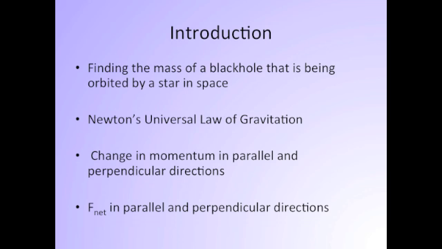After the code was edited to incorporate dp/dt parallel and dp/dt perpendicular, along with Fnet parallel and Fnet perpendicular, the mass of the black hole is found to be 2.18 times 10 to the 31st kilograms.